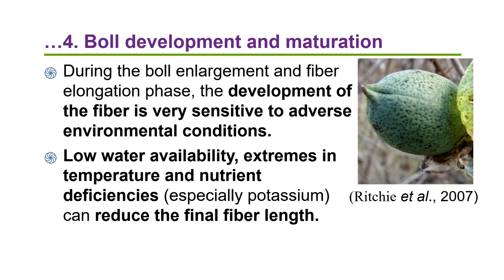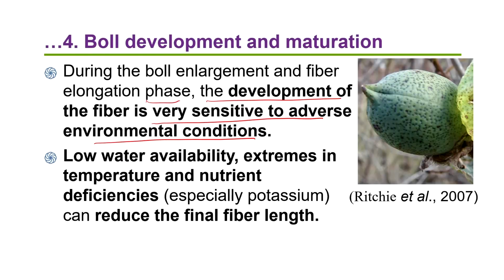During the ball enlargement and fiber elongation phase, the development of the fiber is very sensitive to adverse environmental conditions. So here it is important to maintain the right moisture, and as far as possible one can manipulate the temperature conditions also. Low water availability, extremes in temperature and nutrient deficiencies can reduce the final fiber length. So it is important to keep all the abiotic factors in control and also the biotic factors in control so that one can produce good quality fiber, meaning sufficient length of the fiber.